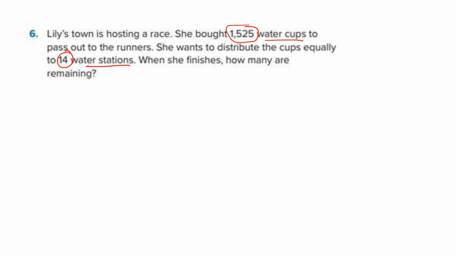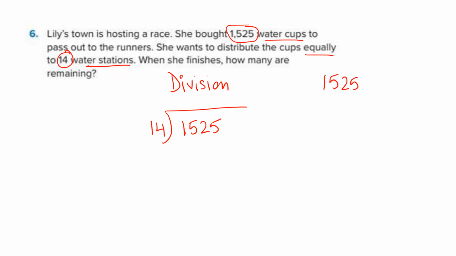But how does she want to distribute? She wants to do equal division. That means this is a question on division. Now I'm going to solve this using long division, and when you do that you put the big number inside and the small number outside, and we are going to divide 1525 equally among 14 water stations. So what will be your answer? It all depends. Now we are going to use the method of long division.